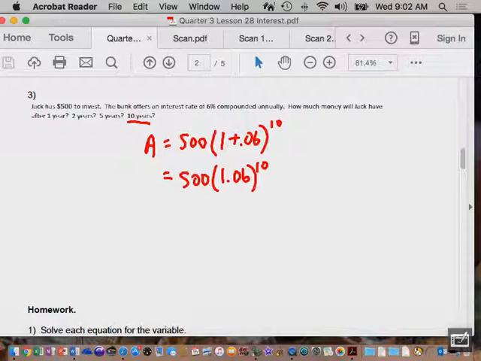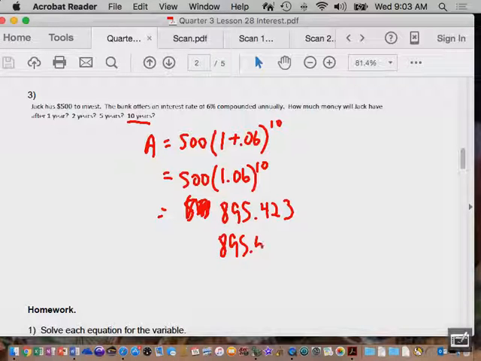So let's do 500 times 1.06 to the 10. How much is it? 530? You sure about that? I got 895. 895 point what? 423. This is money, so money always gets rounded to the nearest hundredth. So it's $895.43. That's after 1 year? That would be after 10 years.